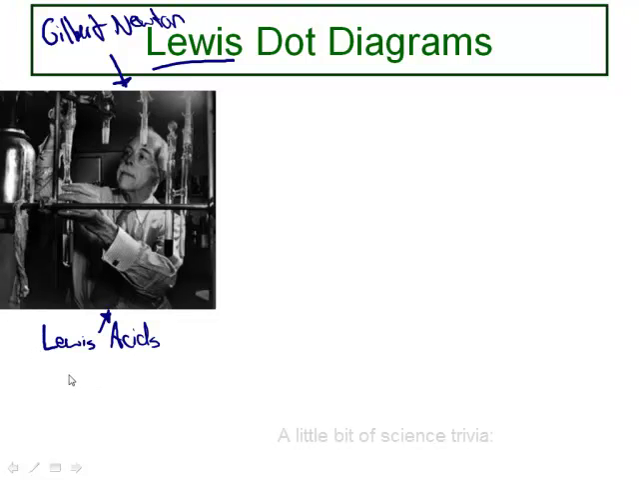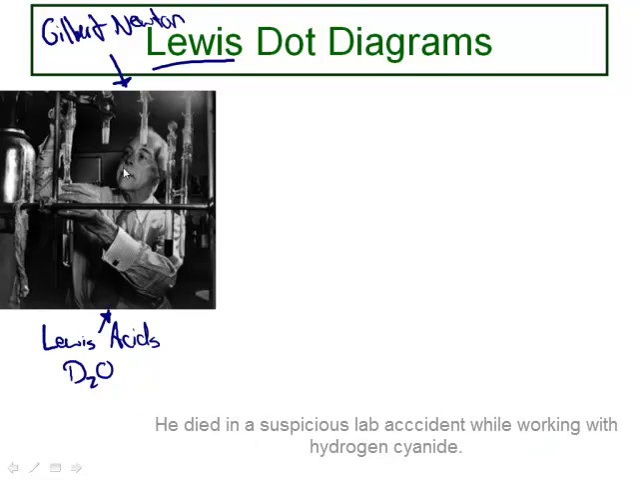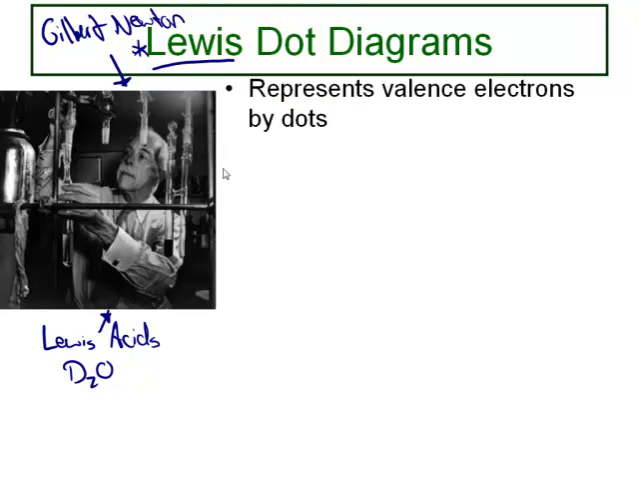He also did a lot of work with heavy water, which is D2O, where the D stands for deuterium. He did a lot of different things. Lewis structures, or Lewis dot diagrams, these pictures we're going to draw, are named in his honor because he's the first person really to propose something called the octet rule, okay?